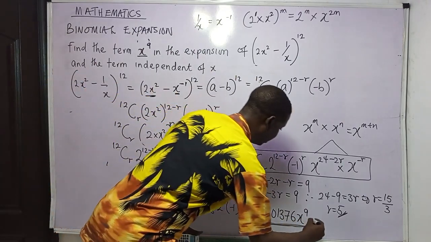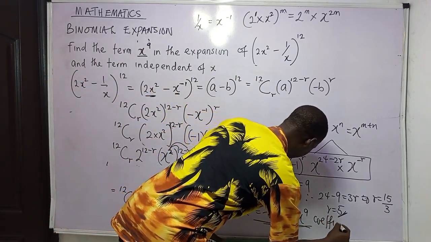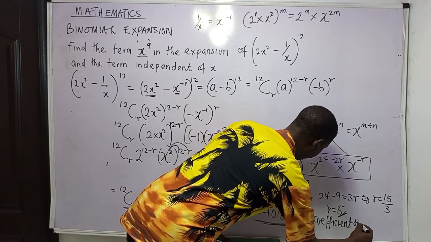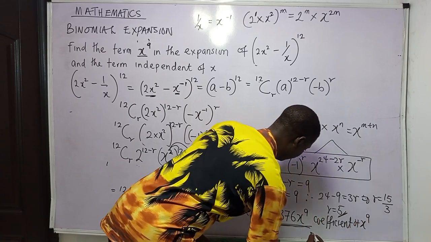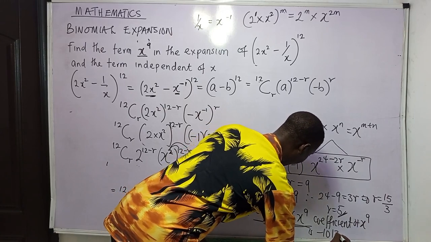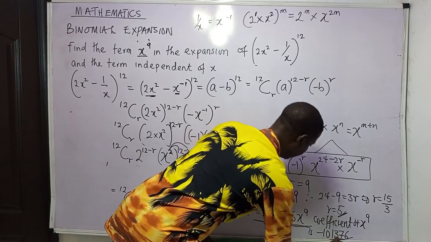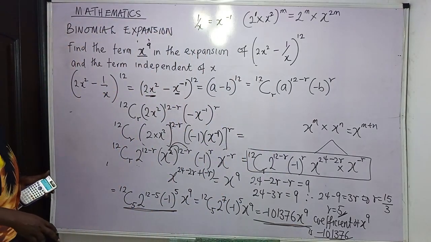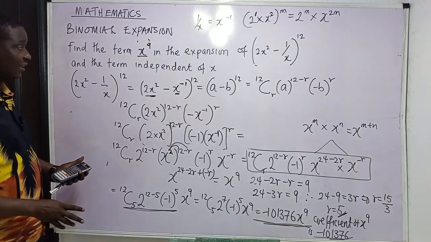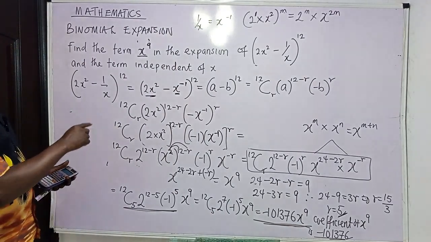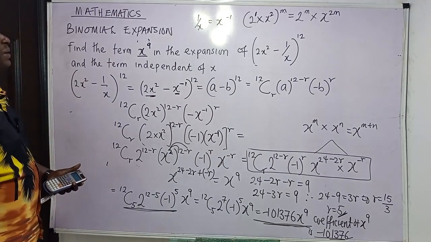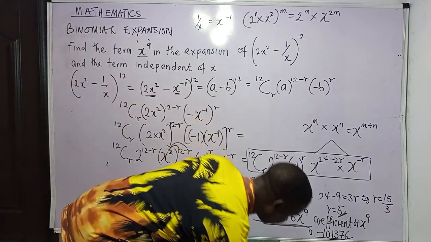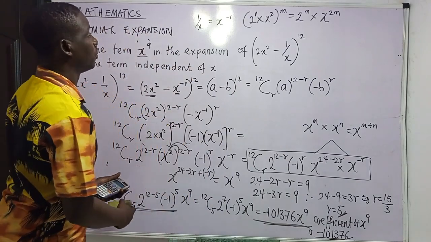So the coefficient of x to the power 9 is minus 101,376. So that is it. Now, the last thing we want to do is the term independent of x. The term independent of x.